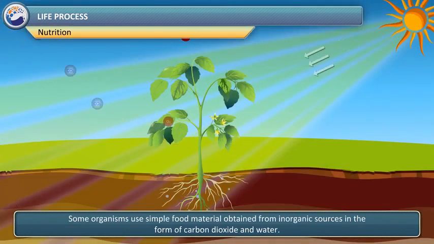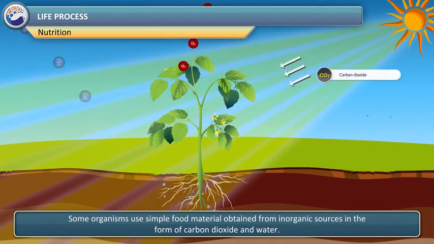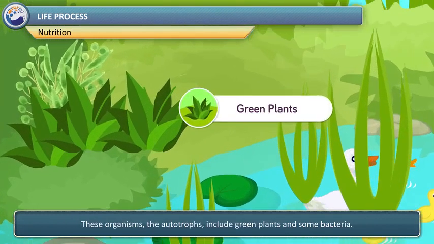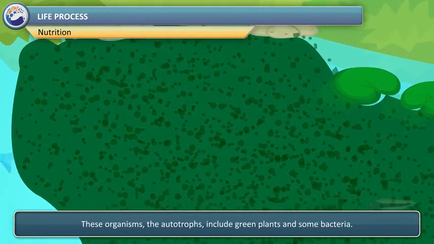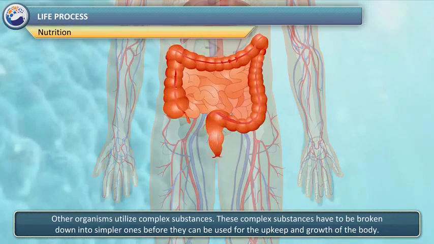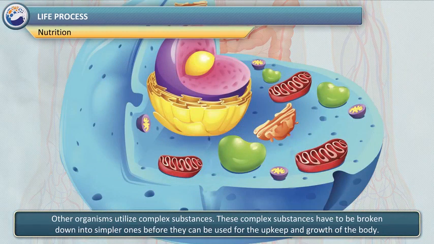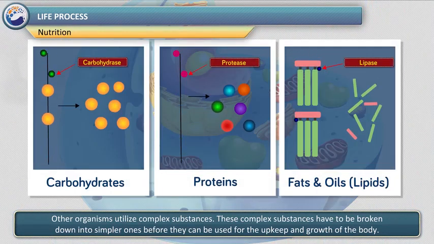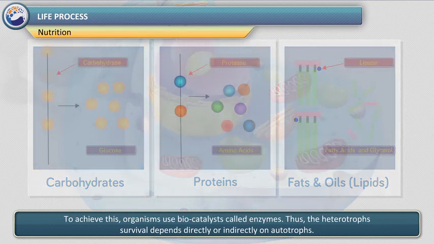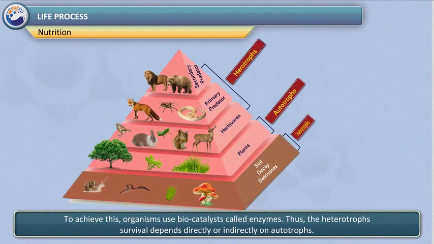Some organisms use simple food material obtained from inorganic sources in the form of carbon dioxide and water. These organisms, the autotrophs, include green plants and some bacteria. Other organisms utilize complex substances. These complex substances have to be broken down into simpler ones before they can be used for the upkeep and growth of the body. To achieve this, organisms use biocatalysts called enzymes. Thus, the heterotroph's survival depends directly or indirectly on autotrophs.